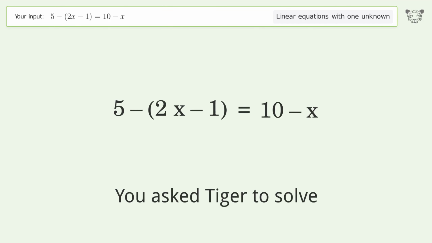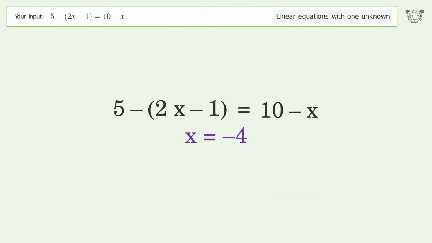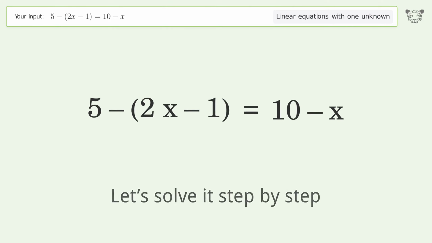You ask Tiger to solve. This deals with linear equations with one unknown. The final result is x equals negative 4. Let's solve it step by step.